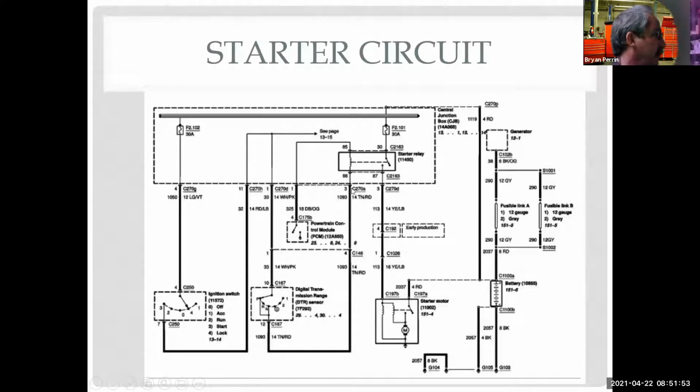So let's see where power comes from. Power comes from, come over here. Oh, only if I am in park or neutral. So this is my neutral safety switch. I come up here, go over, come down. And oh, I have to be in the start position of the ignition switch. So this has to be pointed there. And then it gets power.